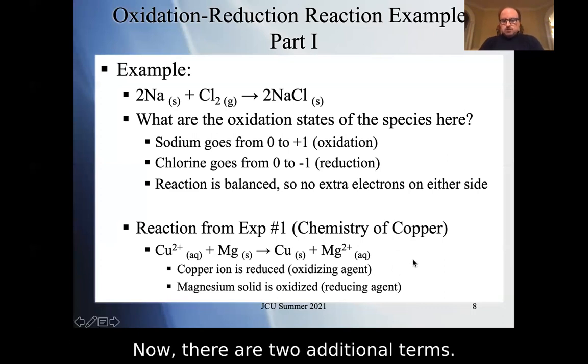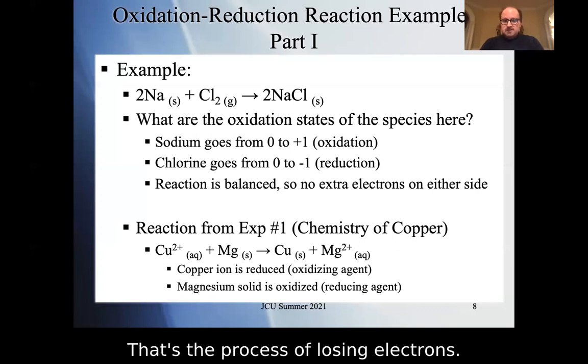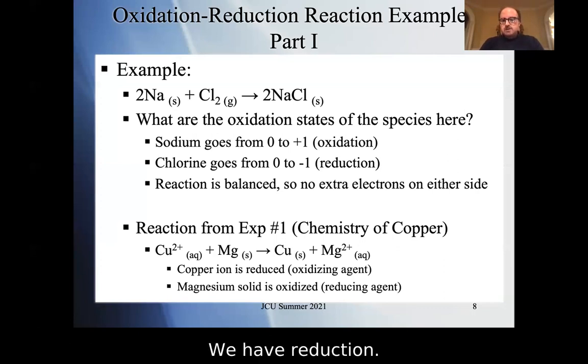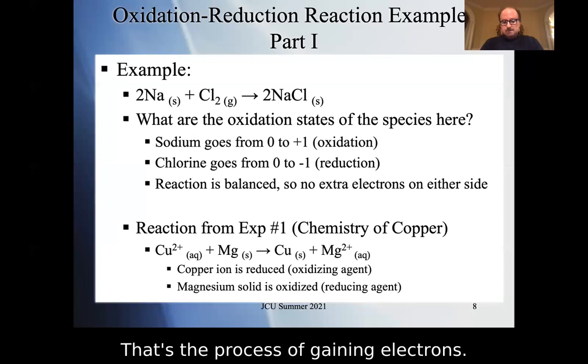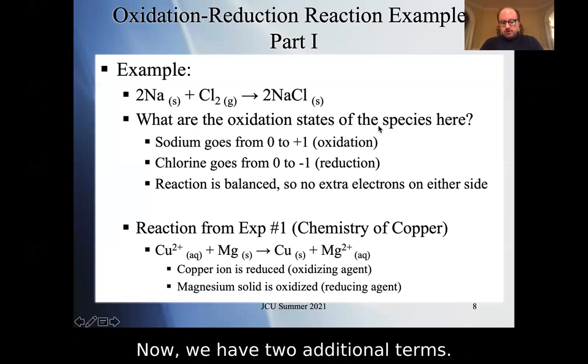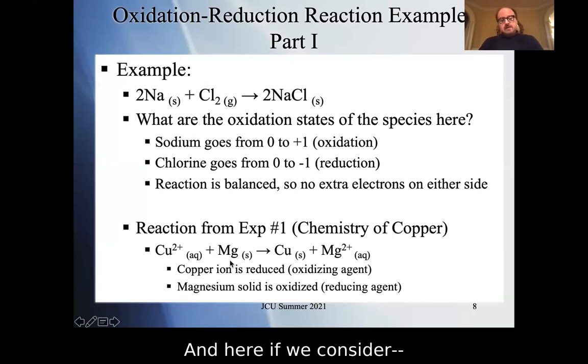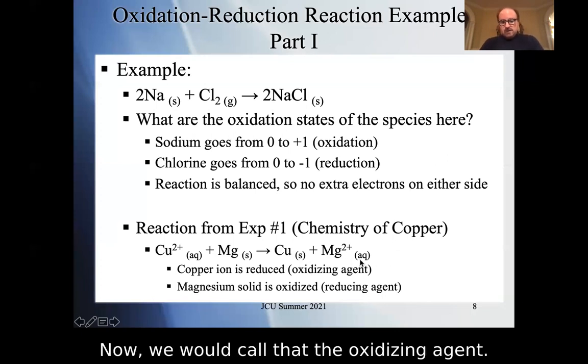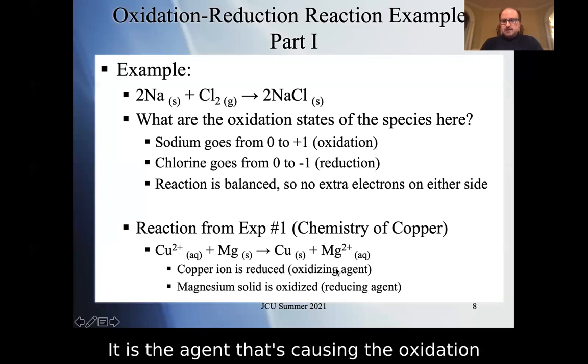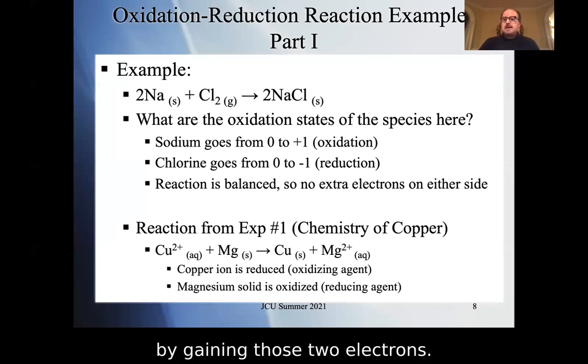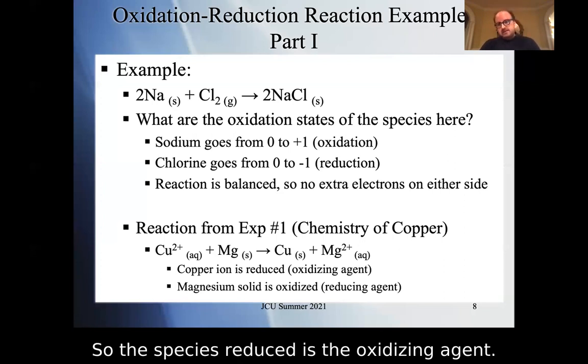Now, there are 2 additional terms, right? We have oxidation, that's the process of losing electrons. We have reduction, that's the process of gaining electrons. Now, we have 2 additional terms, and that would be oxidizing agent and reducing agent. And here, if we consider, as I said, the copper ion is reduced, right? It's gaining 2 electrons. Now, we would call that the oxidizing agent. It is the agent that's causing the oxidation by gaining those 2 electrons, right? So the species reduced is the oxidizing agent.